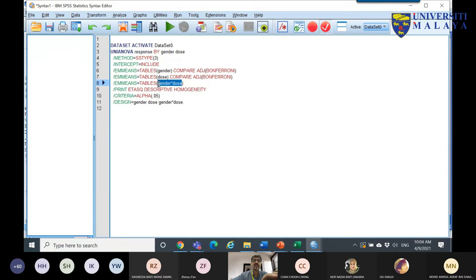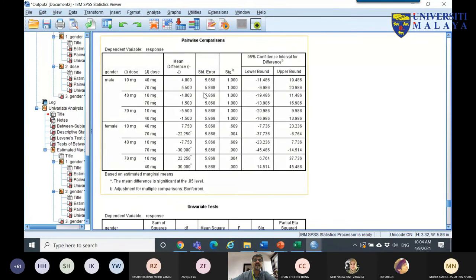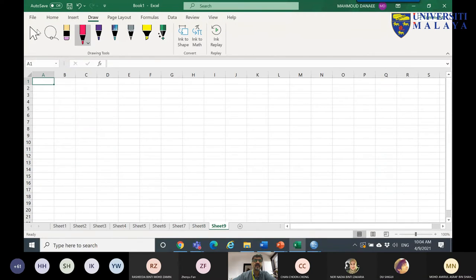We select this interaction, we copy here, and we copy here. After compare, we open a bracket. We say, for example, dose. Second, after the bracket, we put the second factor, gender. Now we run it. When you run it, you can see here the comparison between dosages among the male. Okay, among male, is there any significant difference? Let me copy this table into an Excel file.